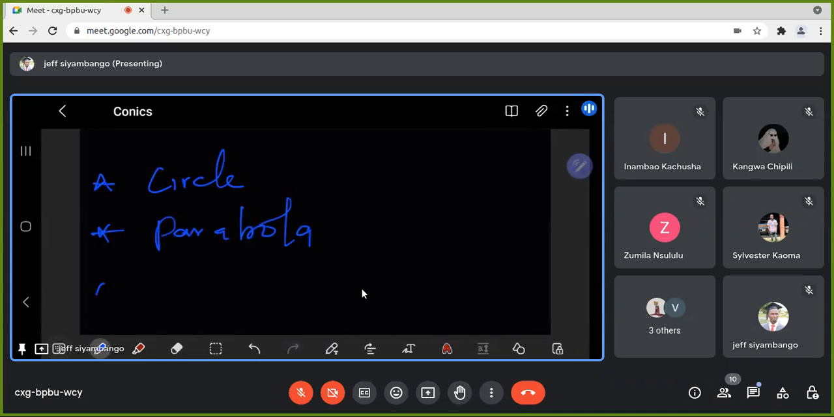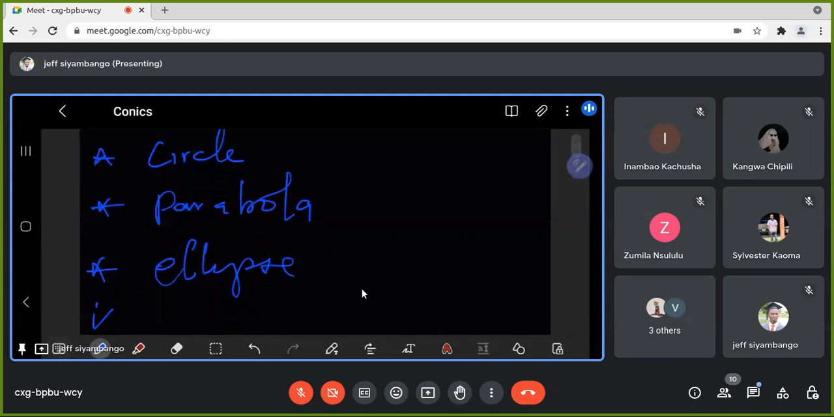And then we're going to look at an ellipse, and then a hyperbola. So these are the 4 types of conic sections that we're going to review, and each one of them is going to have specific characteristics. Again, we're just having a quick review of each one of these conic sections.